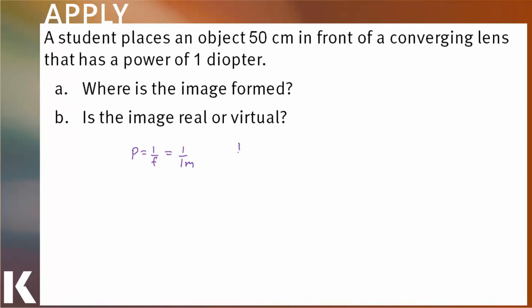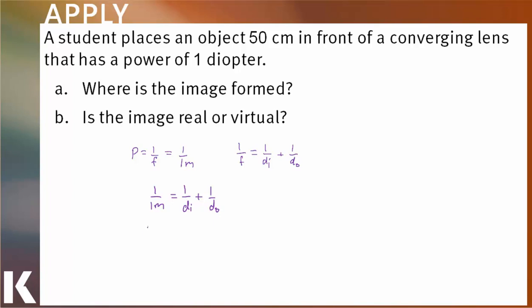And we can combine that with our thin lens equation of 1 over the focal length is equal to 1 over the image distance plus 1 over the object distance. From here we can take that power of 1 over 1 meter, which again is same as 1 over the focal length, set that equal to 1 over our image distance plus 1 over our object distance. And you may have already noticed that we have a difference in units. The object is given as 50 centimeters, and we have power as 1 over a meter.